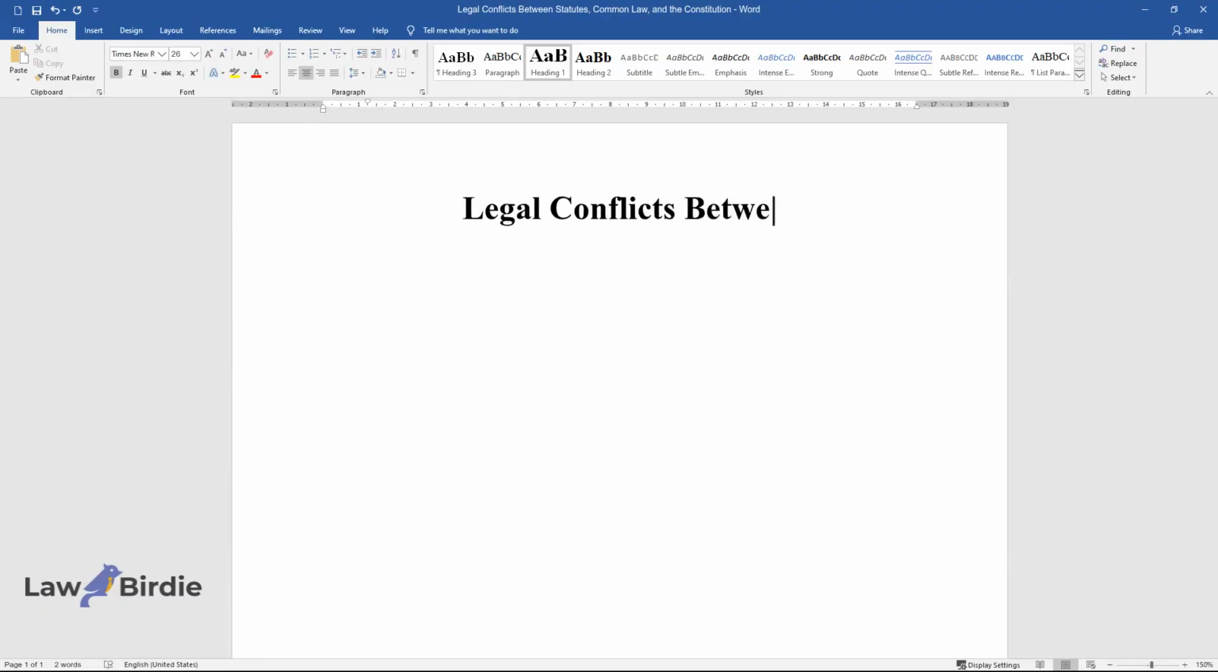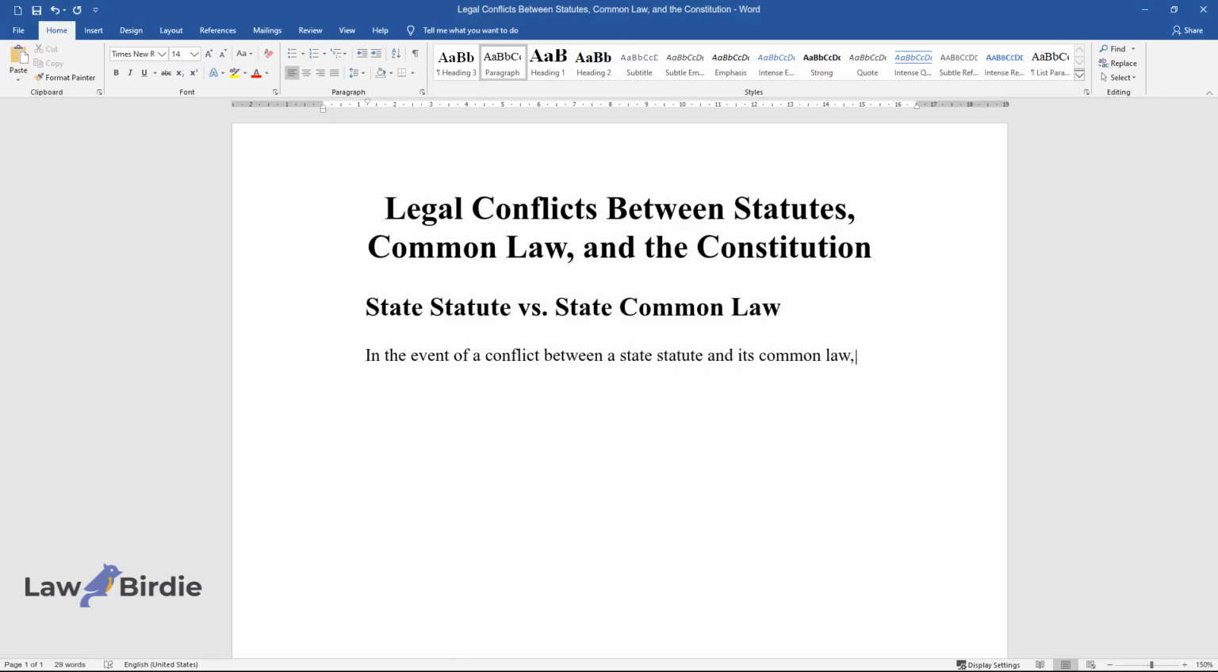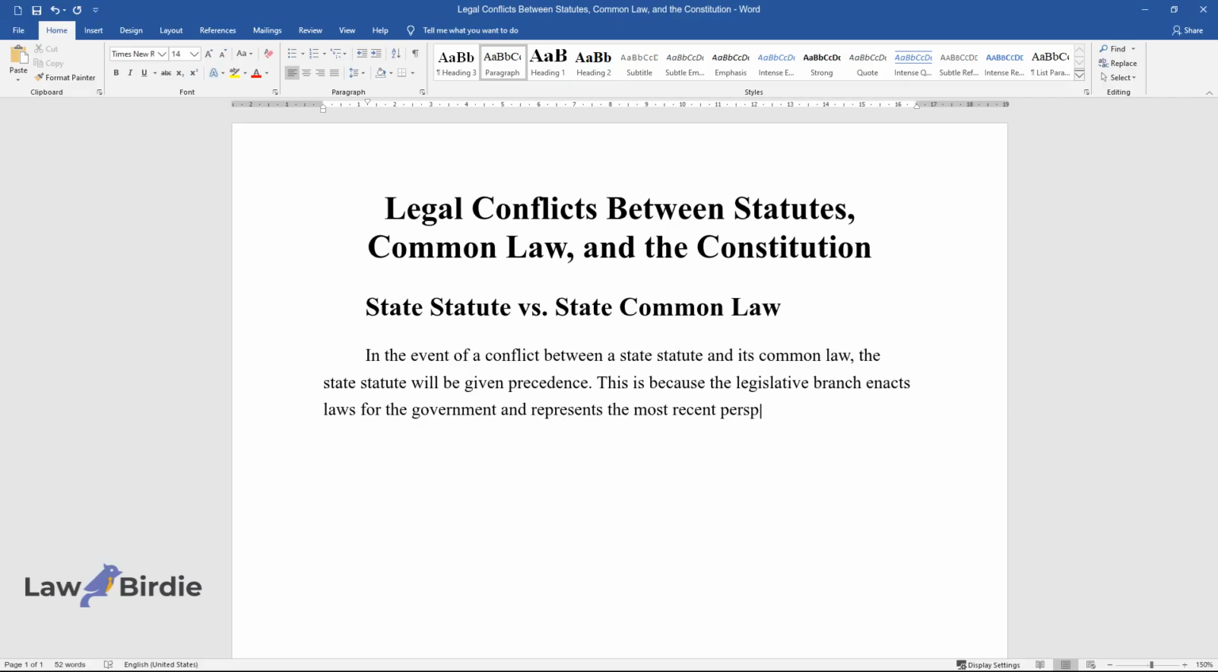Legal conflicts between statutes, common law, and the Constitution. State statute versus state common law. In the event of a conflict between a state statute and its common law, the state statute will be given precedence. This is because the legislative branch enacts laws for the government and represents the most recent perspectives of the state's elected officials on the issue.